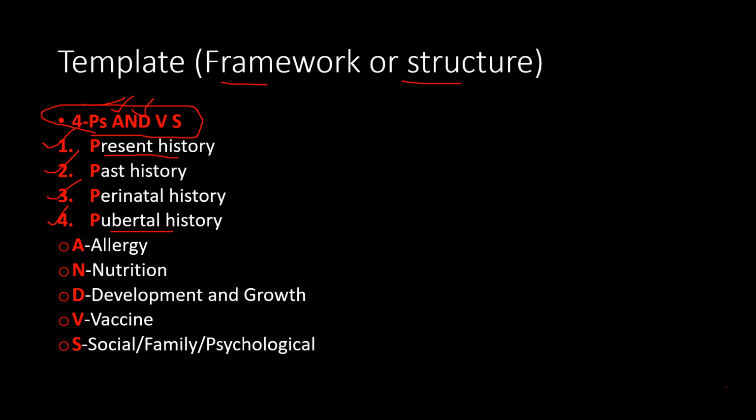Okay. So the 4 P's have been done: present history, past history, parental history and pubertal history. This is only the format, the short form. You will write 4 P's and VS. It will help you in the exam. So now you should know that one P is present history, another P is past history, and then parental history and pubertal history. 1, 2, 3, it will help you, right?